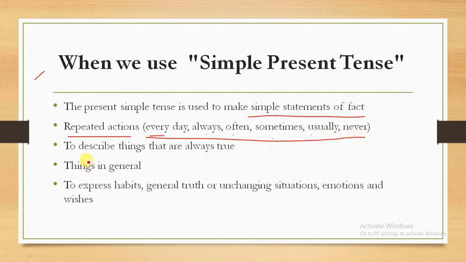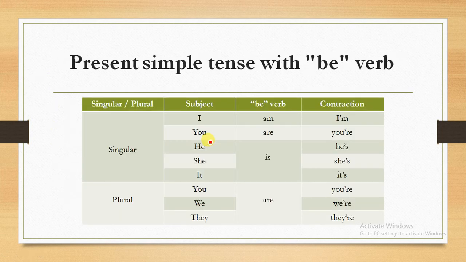Then we use it to describe things that are always true. Then we'll see things in general, to express habits, general truth, unchanging situations, emotions and wishes. For example, the sun rises, and I wake up in the morning. This type of thing we present with the help of simple present tense. Okay, let's move towards the next slide.